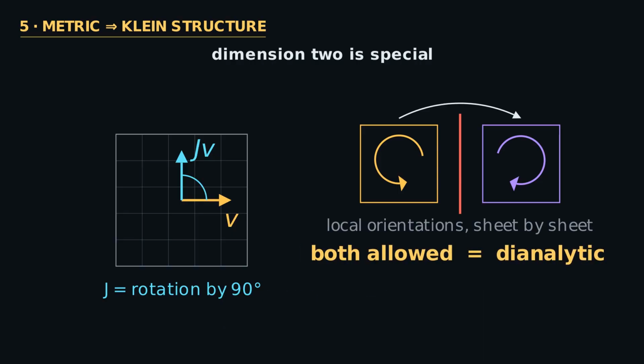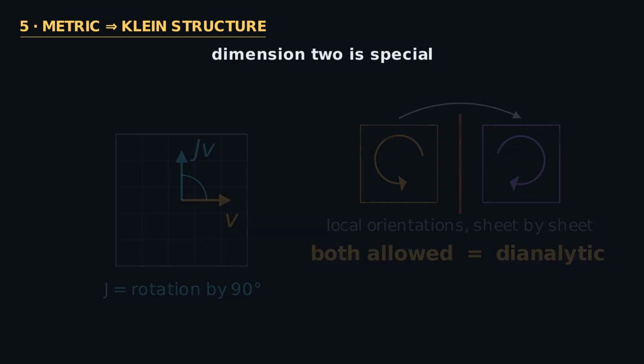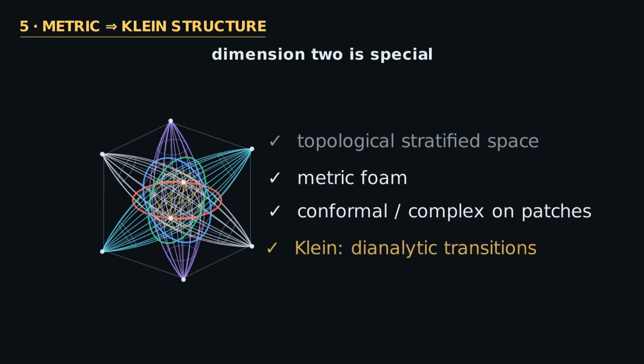Allowing both is exactly the dianalytic setting. So the common metric meshes perfectly with the Klein structure. The phone is not merely a topological space. It is a metric, dianalytic orbifold phone.